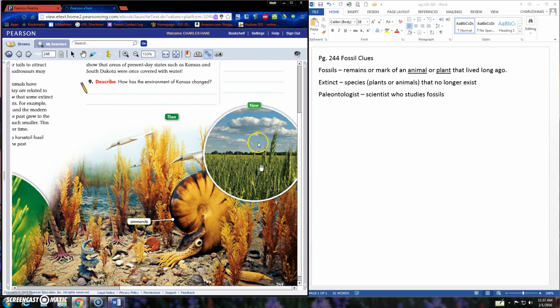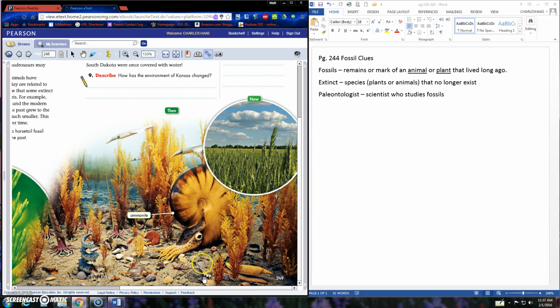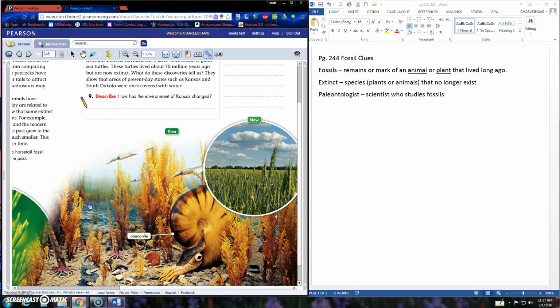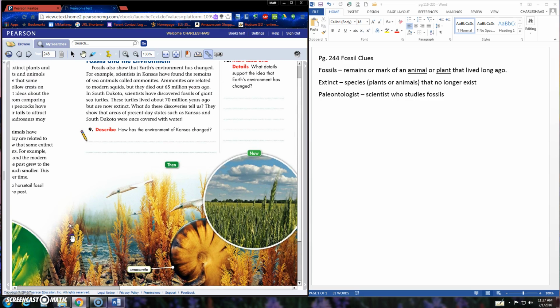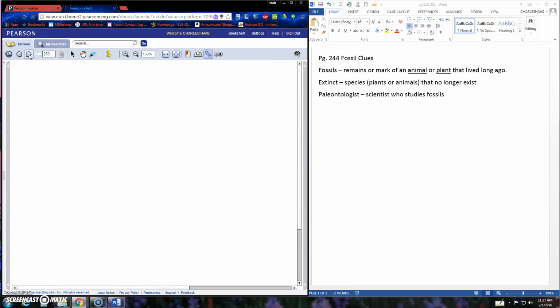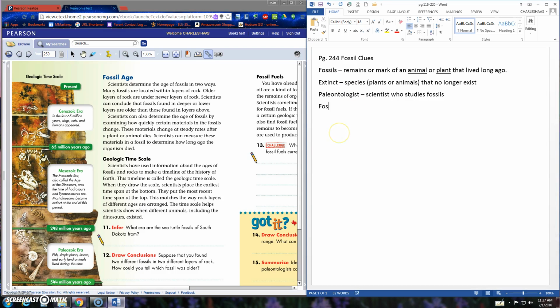Here's how Kansas and North Dakota might look today, but based on the fossils we found of the ammonite and the giant squid thingies, here's what it must have looked like at some point in history. So at one point, Kansas and South Dakota were covered, that's right, by water. So fossils can be used to figure out how the environment looked thousands of years ago.